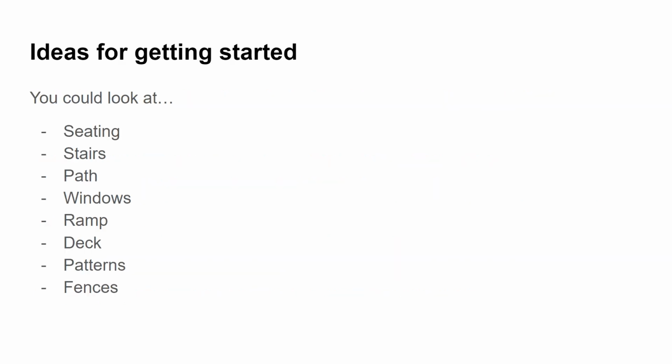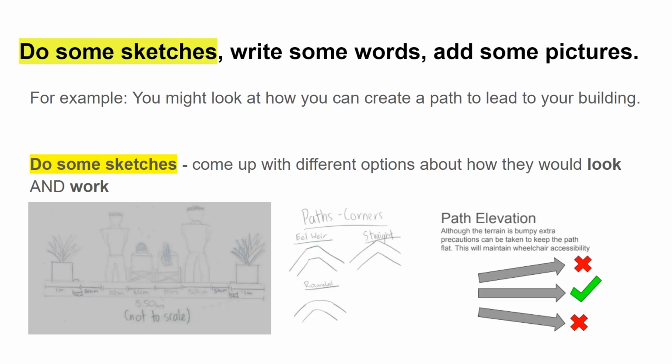So here's some ideas for getting started on things you could look at in your extending ideas pages. Maybe you want to add some seating. Maybe you want to look at how you could improve the stairs. Maybe you want to look at how you can make a path up to it that goes with the design. Maybe you want to look at the shape or the design of windows. Maybe you're going to look at the ramp. Maybe you're going to look at a deck and how that looks. Maybe you're going to look at patterns on the outside or the inside. Or maybe you're going to look at adding a fence to the edge of the lake so that the kids can't fall in when they come and visit.